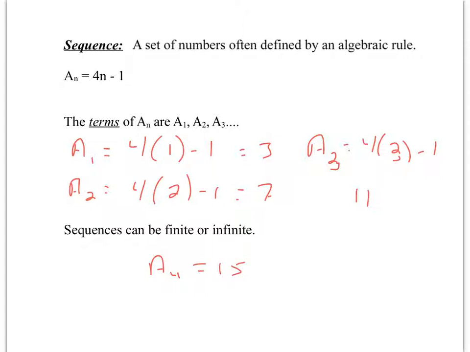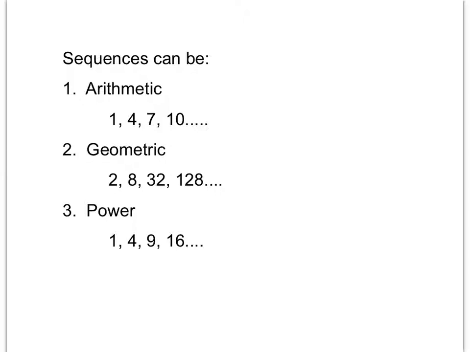We can see we're adding 4 to each previous term. I got 3, 7, 11, 15. The next term would be 19, etc. Sequences can be arithmetic, such as the last one where we're adding the same number each time. In this case, we're adding 3 each time, so it's 1, 4, 7, 10. 10 plus 3 is 13, plus 3 again would be 16, etc.